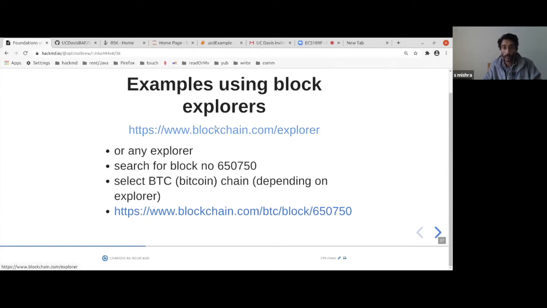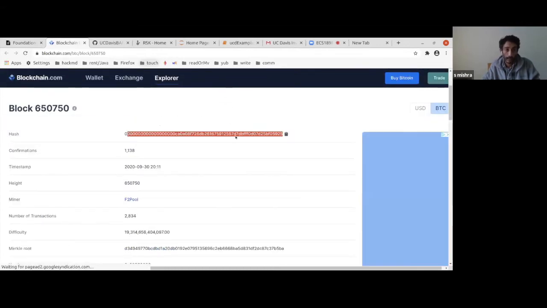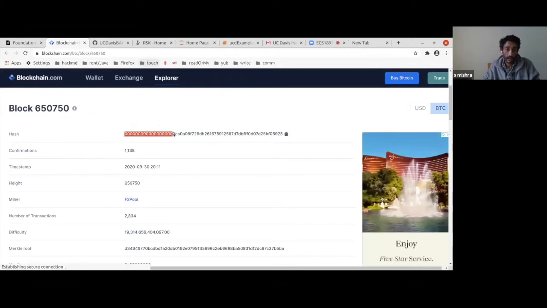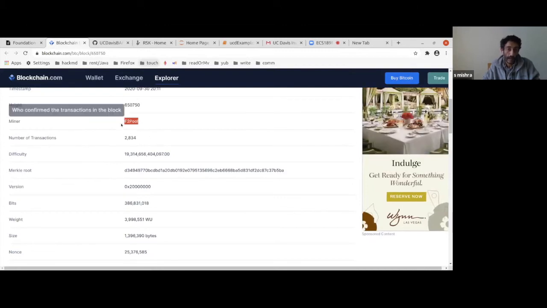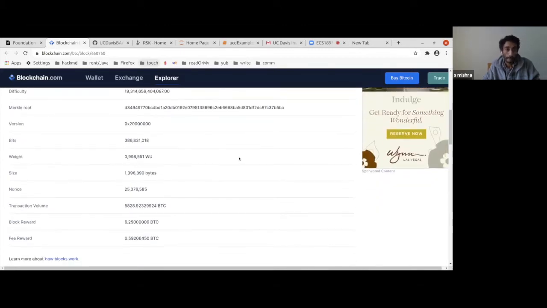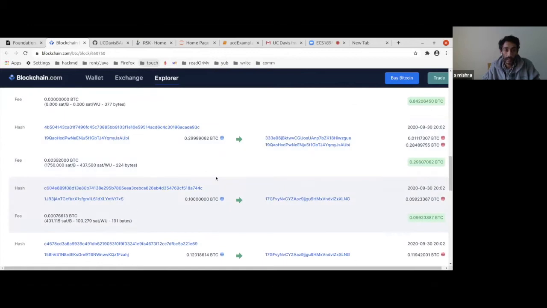Let's go to an explorer here, in which there are lots of different explorers. I just picked one for an example. And we're looking at a specific block that is at block number 650,750. A block number is also called a block height. So let's go here. That is the hash of the block. You'll see it's a number that starts with a whole lot of zeros. That's the height. It was mined by a group that goes by the name F2 Pool. We'll see some of this other stuff later, but let's look at the transactions.